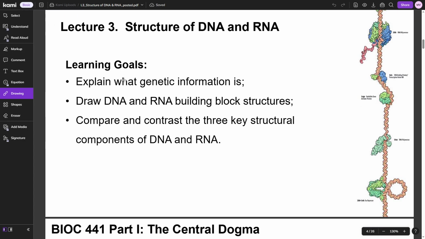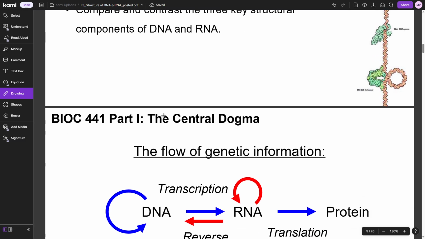So, the one thing I do like about Gu's lectures is the learning goals. You can use these to kind of scaffold your learning and figure out what you need to work on. So we're going to start with explaining what genetic information is. So what is genetic information? This is the first thing we're going to cover right now.